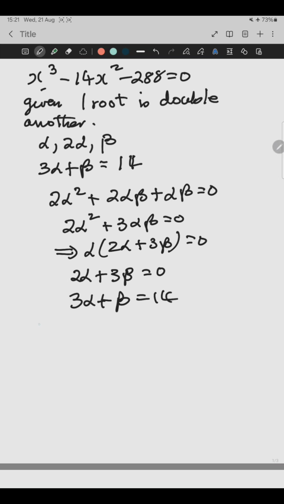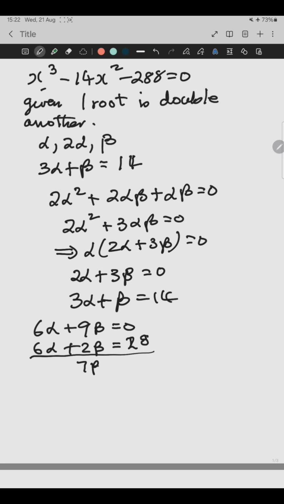Multiply the first one by 3, we get 6 alpha plus 9 beta equals 0, and multiplying the second by 2, 6 alpha plus 2 beta is 28. Subtracting, we get 7 beta is minus 28, and so beta is minus 4, so we've got one root.